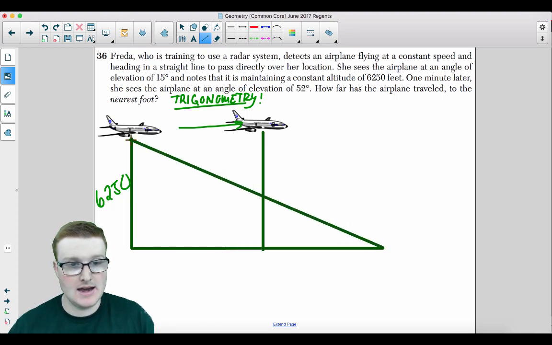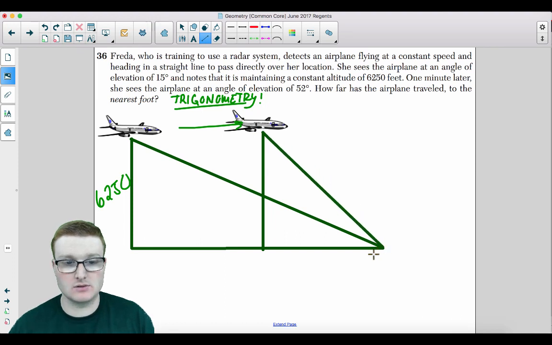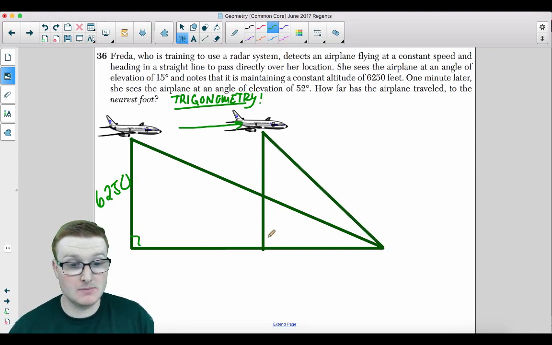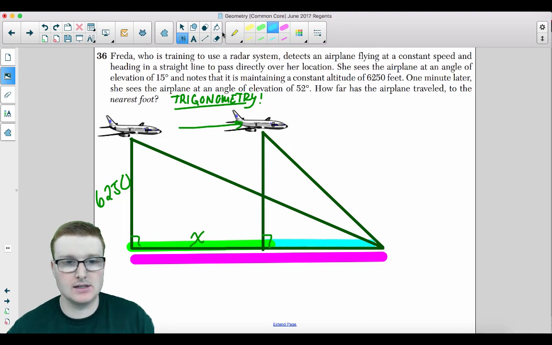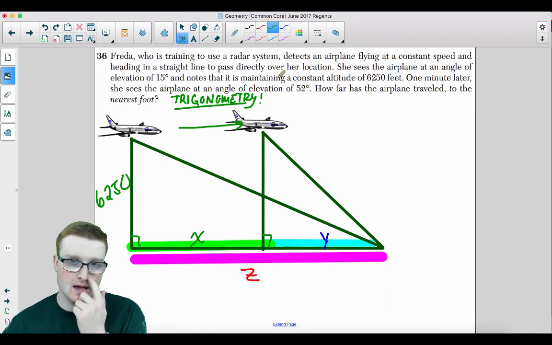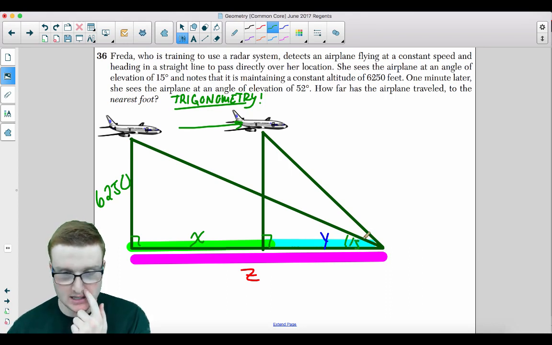Now, these are where your 2 triangles come in, folks. Right there, those are your 2 triangles. So these are both right angles. The plane traveled from here to here. I'm going to call this distance x. I'm going to call this y, and I'm going to call this z. And you'll see why in a moment. The little baby angle is 15 degrees, and the big one is 56 degrees.